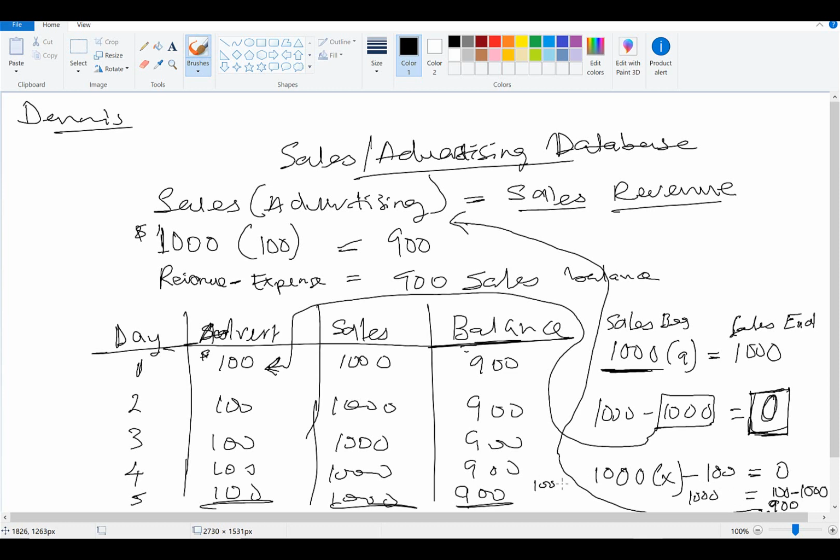If you take 100 divided by 1,000, it is equal to 0.1, right? 10%, and 1,000 minus 10% is equal to 900, which is this right here. So this is the outlook.